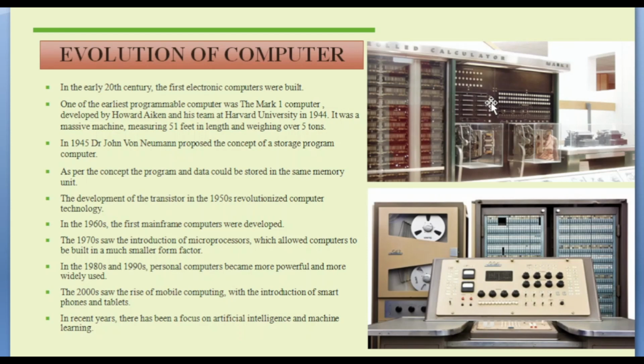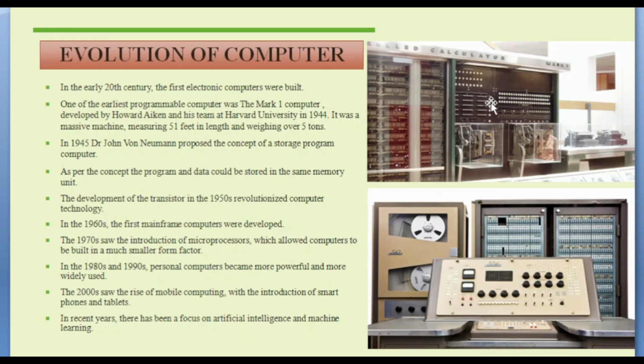In the 1950s, the invention of the transistor revolutionized computer technology. Transistors are small electronic components that can be used to build circuits, and they made computers smaller, faster, and more reliable. This led to the development of the first mainframe computer in the 1960s. These computers were very powerful compared to their timeline and were used by large businesses and government agencies.